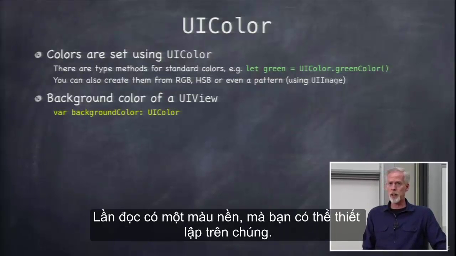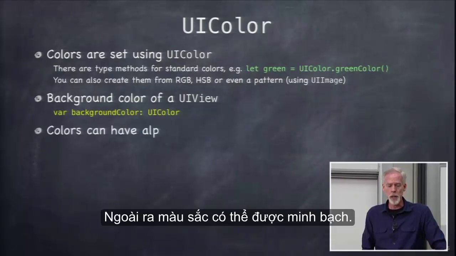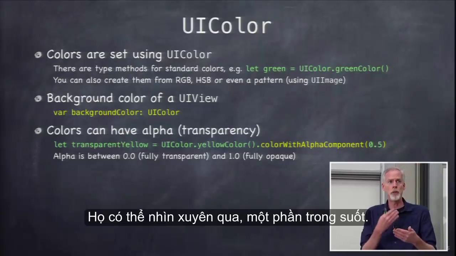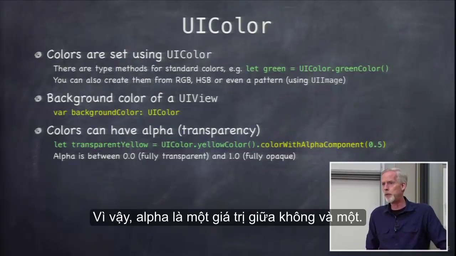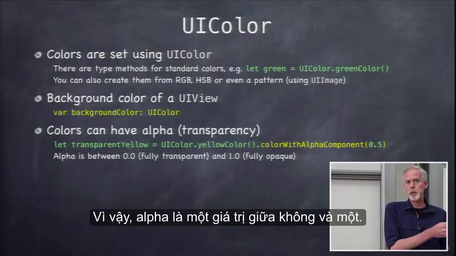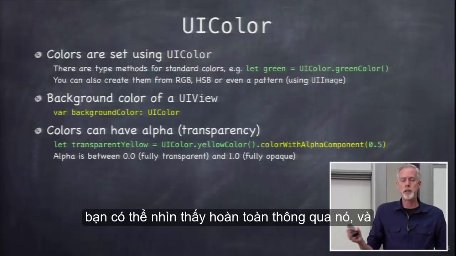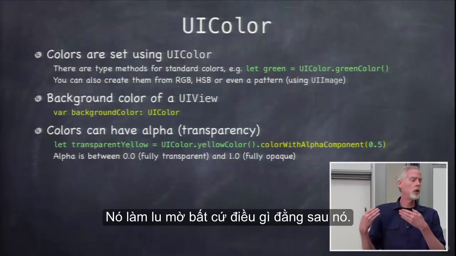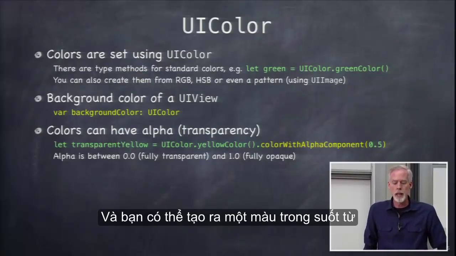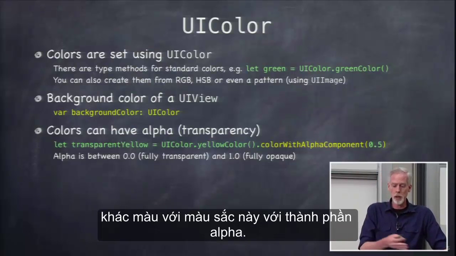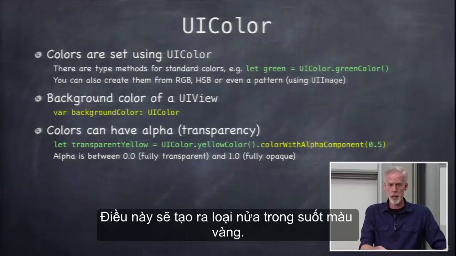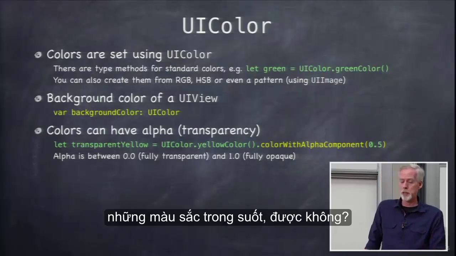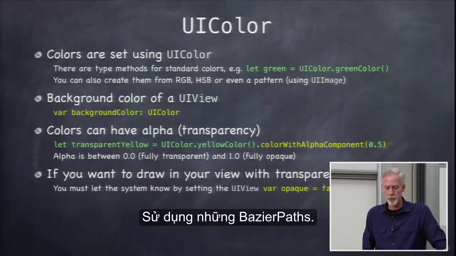Views have a background color, which you can set on them. Also, colors can be transparent, okay? They can be see-through, partially see-through. This is called alpha. So alpha is a value between 0 and 1. 0 means fully transparent. You can see completely through it. It won't even show up on screen. To 1, which is fully opaque. It obscures anything behind it, anything drawn with this color. And you can create a transparent color from another color with the withAlphaComponent method. This would create kind of a half transparent yellow color to draw with, and you can draw in your view with these transparent colors, okay, using these Bezier paths.